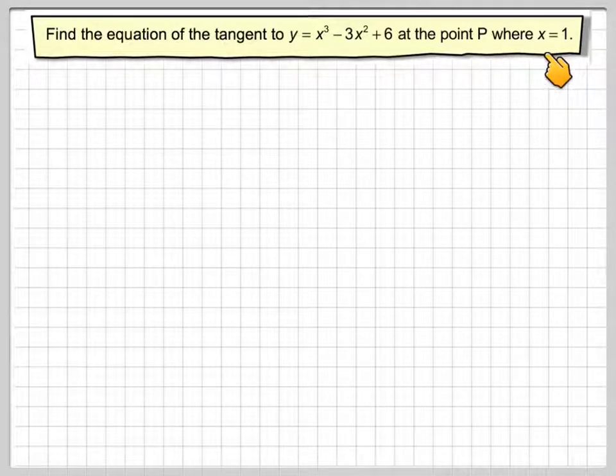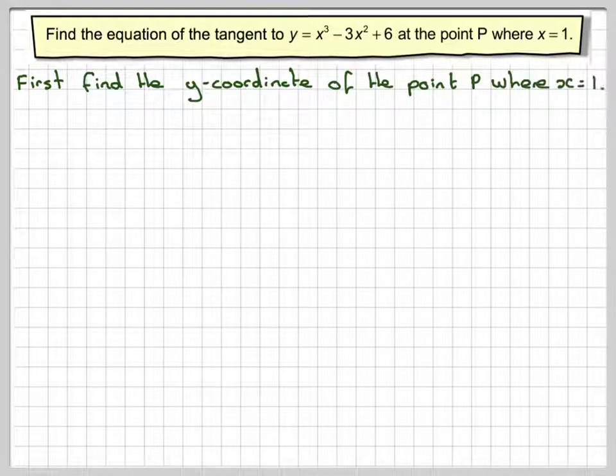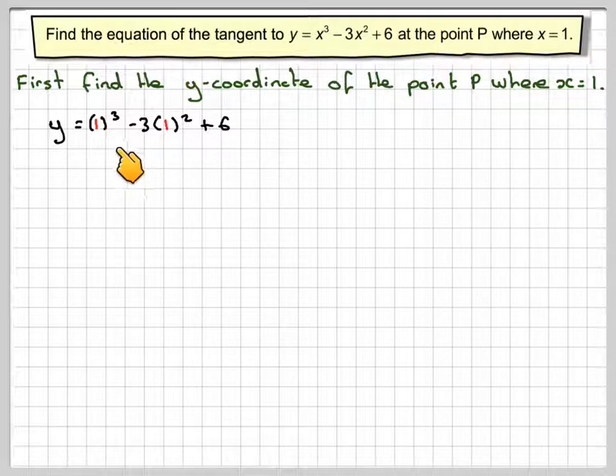In order to do this we will also need to know the y coordinate where x is equal to 1. So first we're going to find the y coordinate of the point P where x is equal to 1. We're going to put x is equal to 1 and substitute it into this curve. So y is equal to 1 cubed minus 3 times 1 squared plus 6. Make sure you substitute in brackets. I know 1's quite easy, but make sure you do substitute in brackets to get the answer.